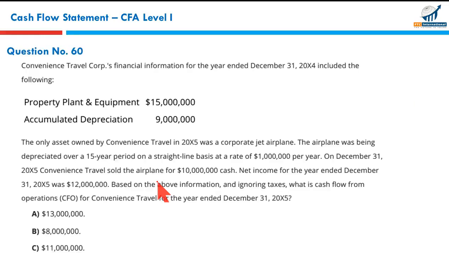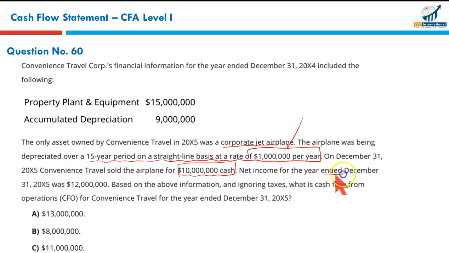Next one, question 60. Convenience Travel Corporation's financial information for the year ended December 31st, 2004 included the following. Property, plant and equipment 15 million. Accumulated depreciation 9 million. The only asset owned by Convenience Travel in 2005 was a corporate jet airplane. The airplane was being depreciated over a 15 years period on a straight line basis at a rate of $1 million per year. This is the depreciation expense every year. On December 31st, 2005, Convenience Travel sold the airplane for 10 million cash.